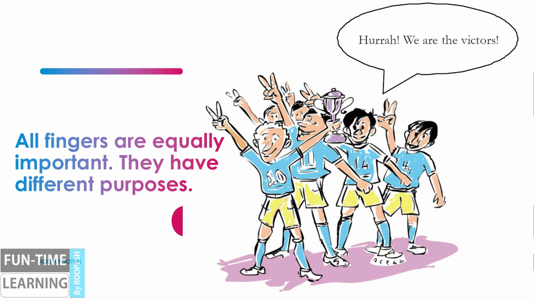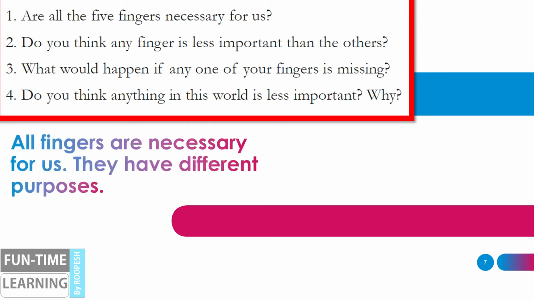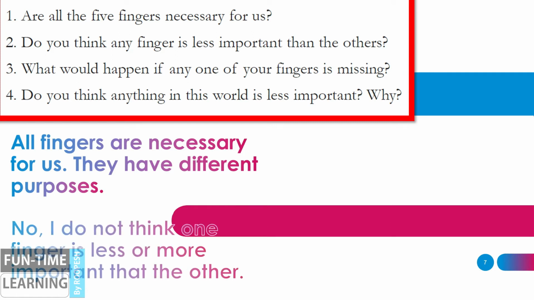All fingers are equally important. തുല്യമായിട്ട് പ്രാധാന്യമുണ്ട്. They have different purposes. അവയ്ക്കെല്ലാം വ്യത്യസ്തമായ ഉദ്ദേശങ്ങളുമുണ്ട്. Here we have 4 questions, beginning with the first one. Are all the 5 fingers necessary for us? അതാവശ്യമുണ്ടോ എല്ലാ ഫിംഗേഴ്സിൻ്റെയും? All fingers are necessary for us. They have different purposes. Do you think any finger is less important than the others? കുറച്ച് പ്രാധാന്യമുള്ള ഏതെങ്കിലും വിരലുണ്ടോ? No, I don't think one finger is less or more important than the other.